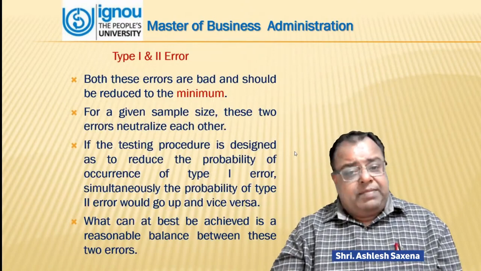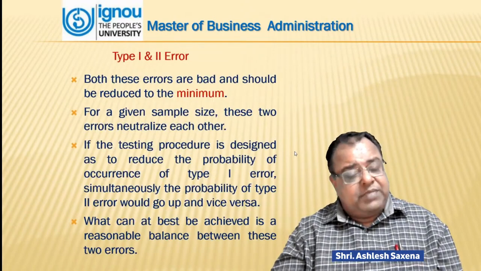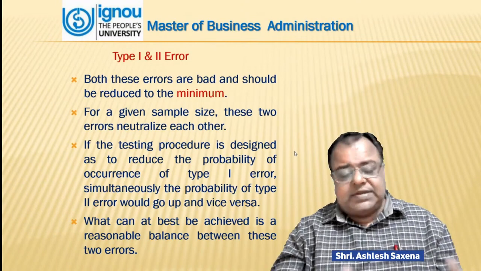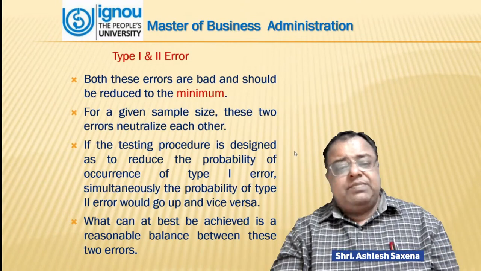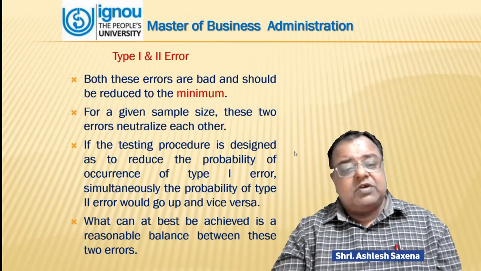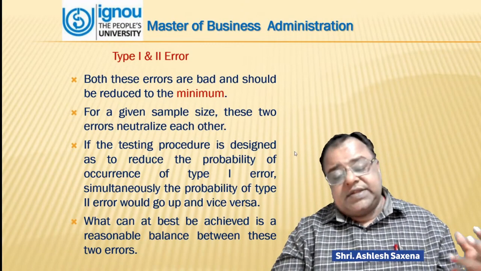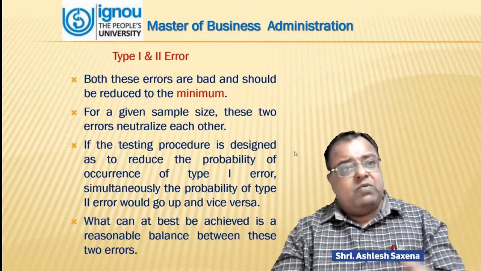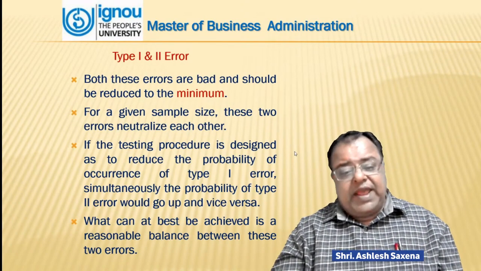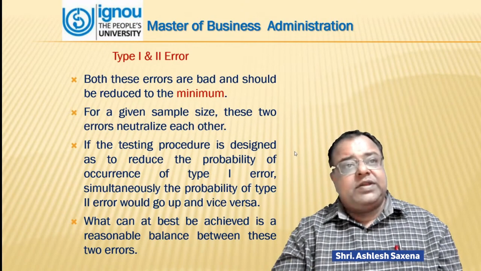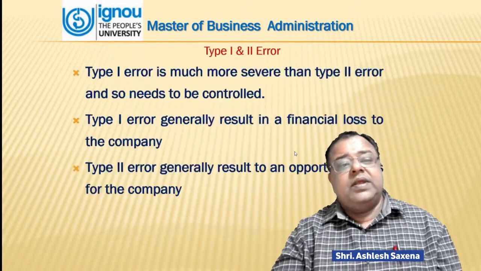Both these errors are bad and should be reduced to a minimum. For a given sample size, these two errors neutralize each other. If the testing procedure is designed so as to reduce the probability of occurrence of type 1 error, simultaneously the probability of type 2 error would go up, and vice versa. What can best be achieved is a reasonable balance between these two errors.